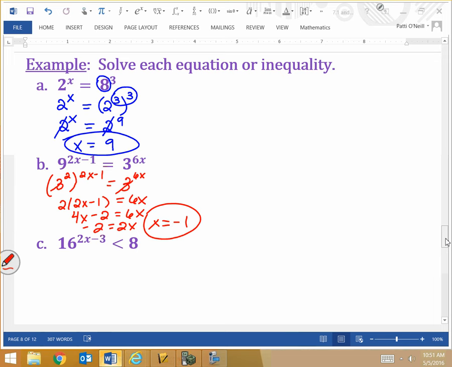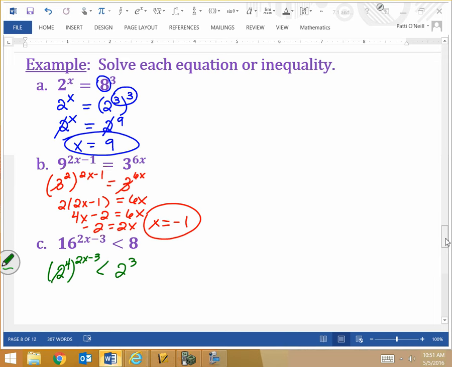The third one's an inequality. So in this third one, I'm going to create like bases. Now, 16 and 8 are the original bases. I can't write 16 as 8 to something, so I'm going to have to look at changing both of them. But a base that can be used for both of these numbers is 2. 16 is 2 to the 4th, and 8 is 2 to the 3rd.